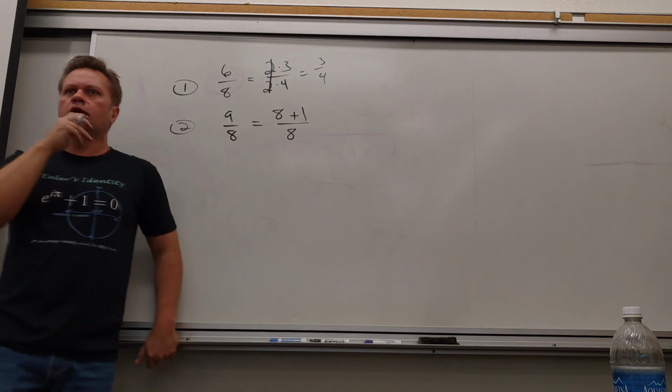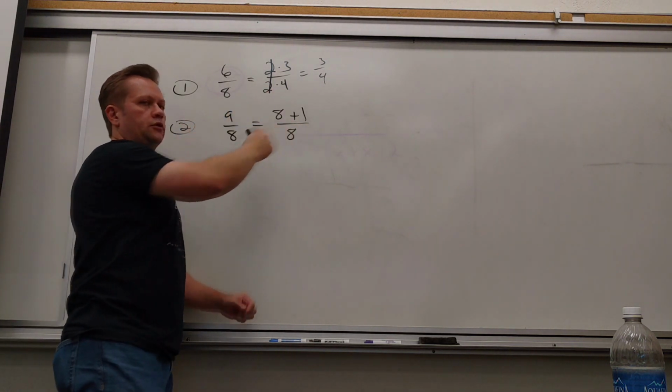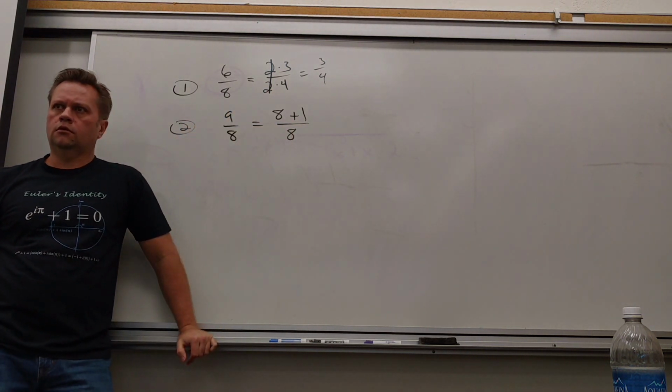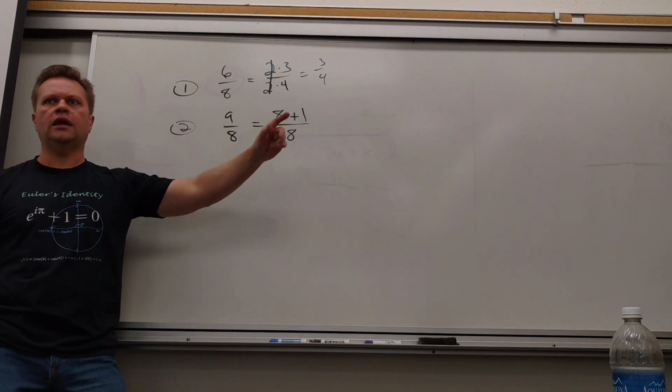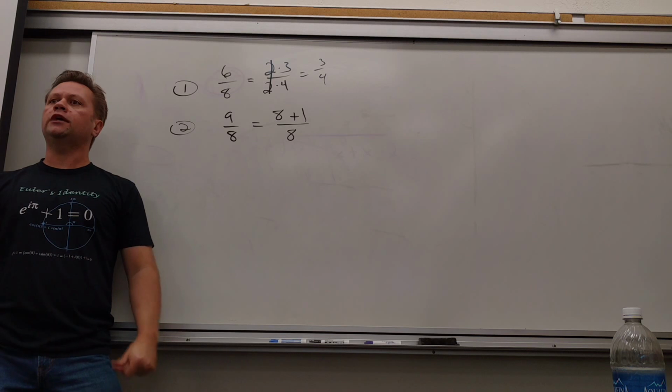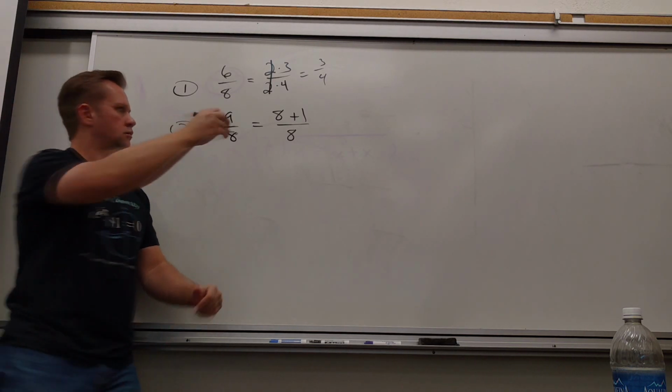How would you do that? So why can't I cancel those 8s? Because those are addition between. Yeah, this is addition. Could division kill addition? No. What could I do then? There is one thing I could do.